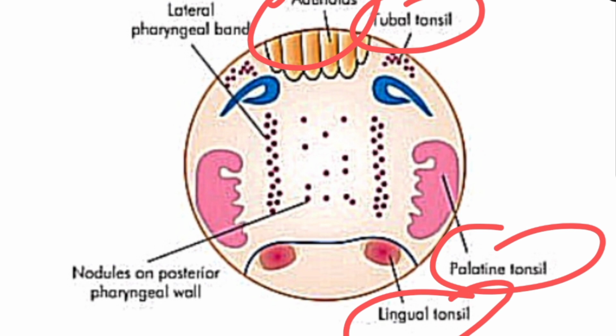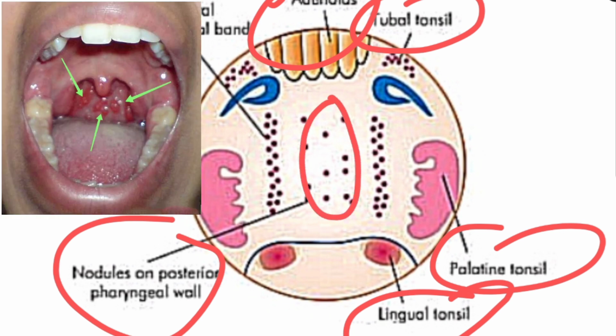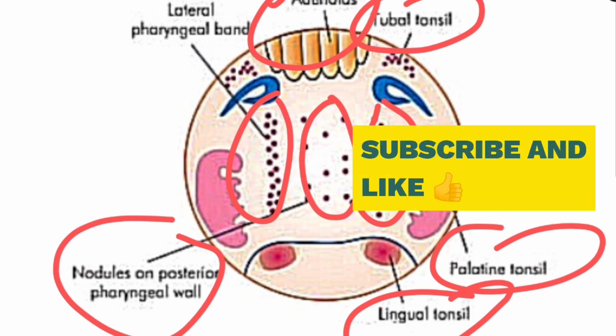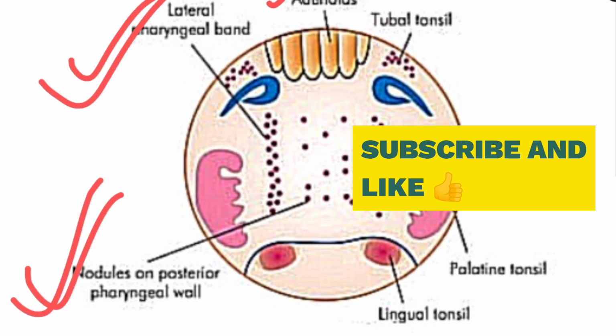Now there are other 2 which are situated in the pharyngeal wall. Means these 2 lymph nodes are situated posteriorly. So posteriorly there are nodules. These lymph nodes are known as nodules, which are situated in the posterior pharyngeal wall centrally, and beside these there are 2 bands of lymph nodes which are known as lateral pharyngeal bands, because they are situated laterally in the pharyngeal wall. So these 2 types we have learned now.